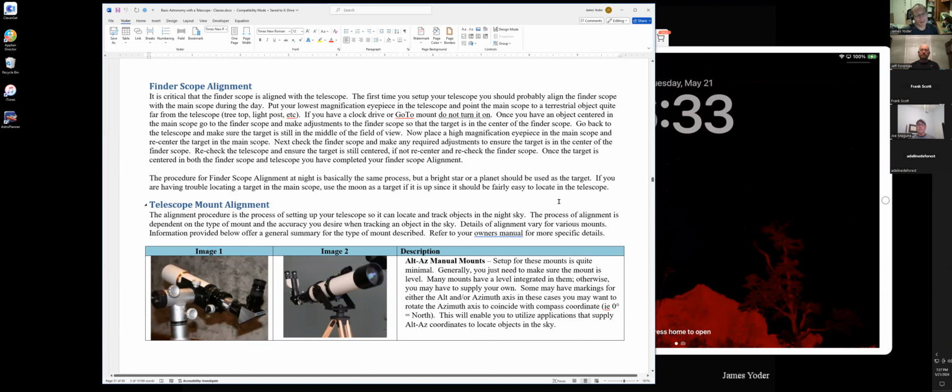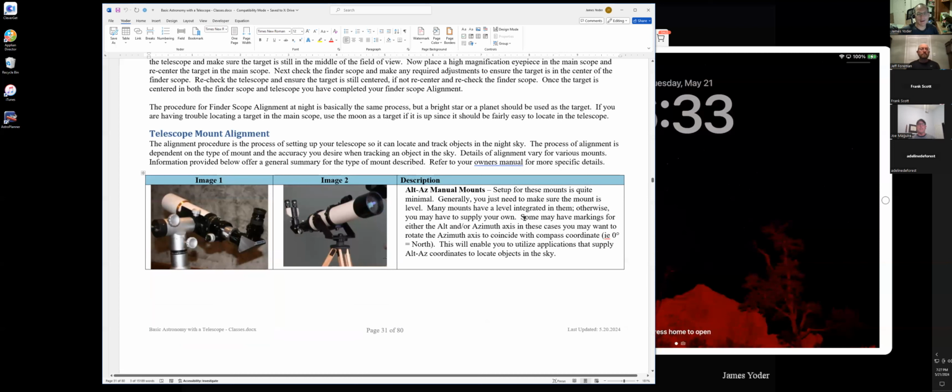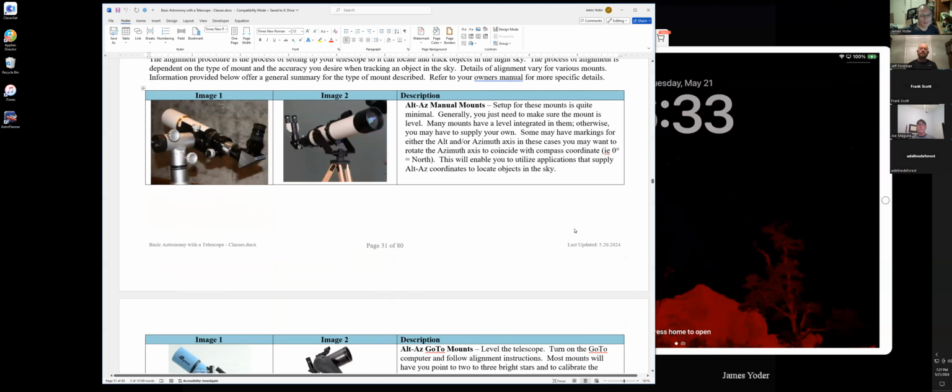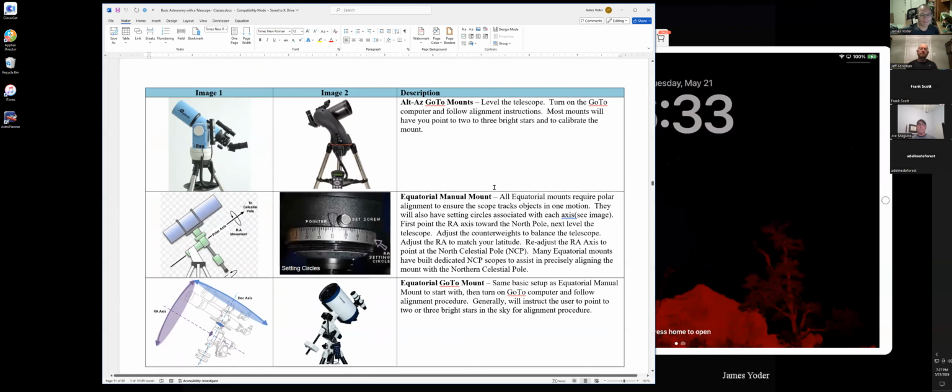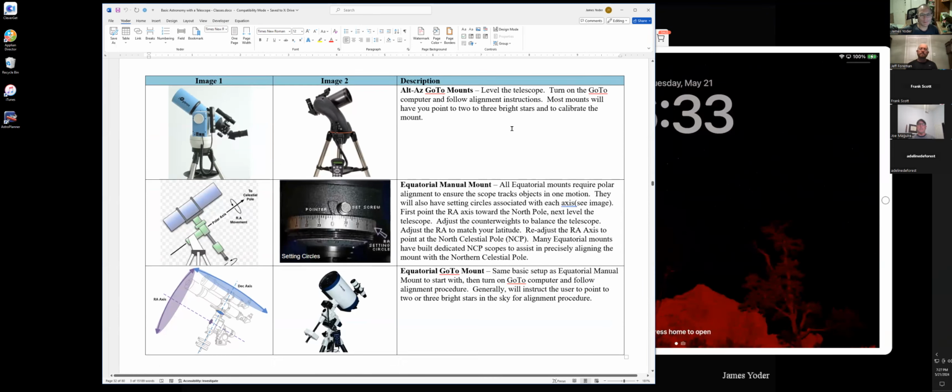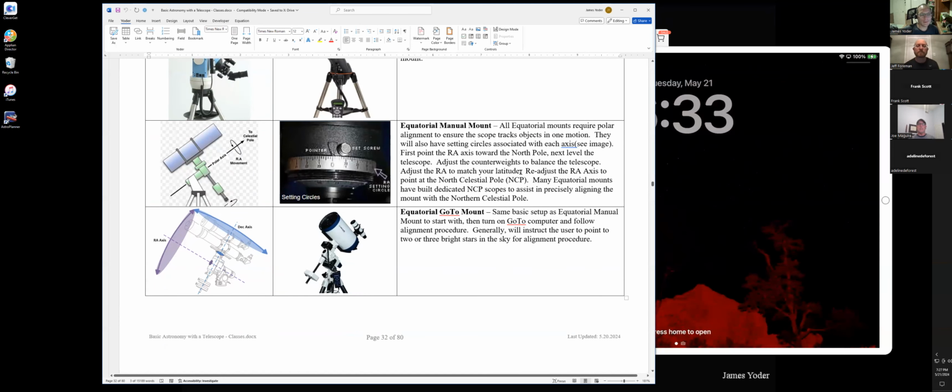What is a telescope mount alignment process? It depends on what kind of mount you have, and I already discussed the Alt-Az. It's basically you just put it down, level it up, and you may need to adjust it to point certain directions, especially if you have a go-to telescope, before you get it going. There's the Alt-Az go-to. Equatorial mounts, you have to line up with the polar axis. Here's a good drawing of it.